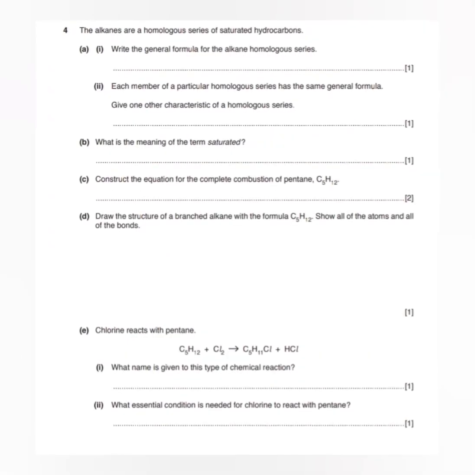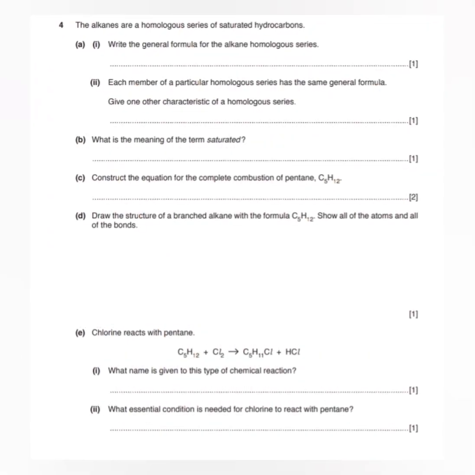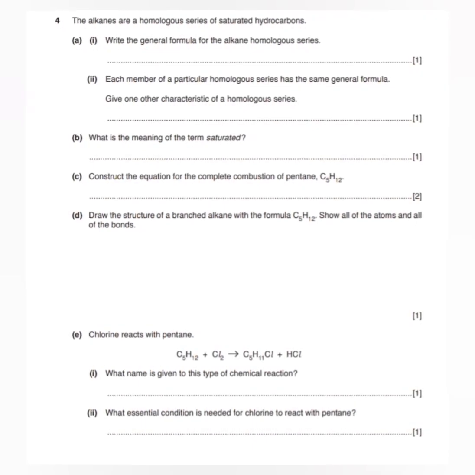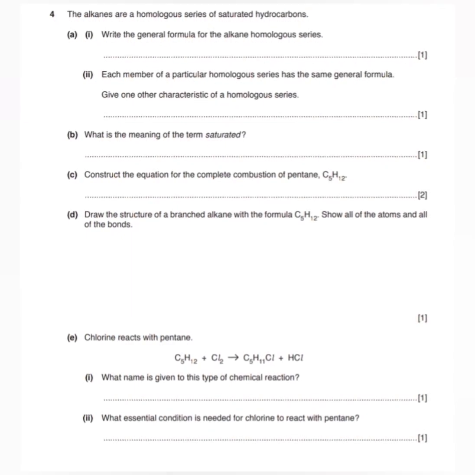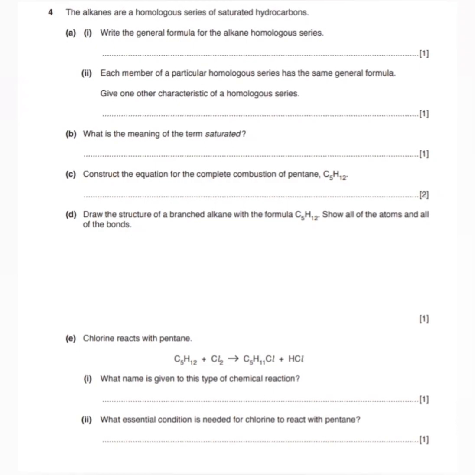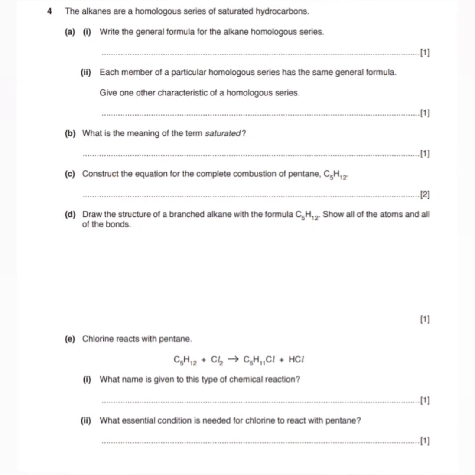So let's try to answer the last one. The last one is saying the alkanes are a homologous series of saturated hydrocarbons. Question A, Roman numeral 1 is saying, write the general formula for the alkane homologous series. So the general formula is CnH2n+2, where n is representing the number of carbon atoms.